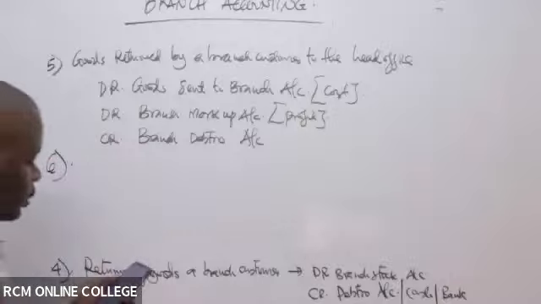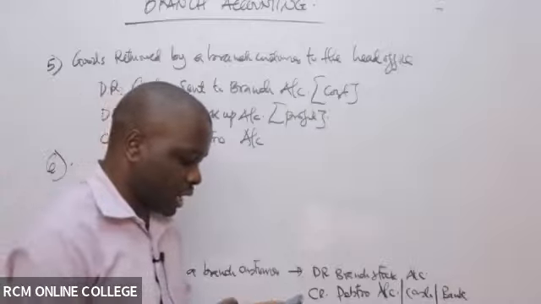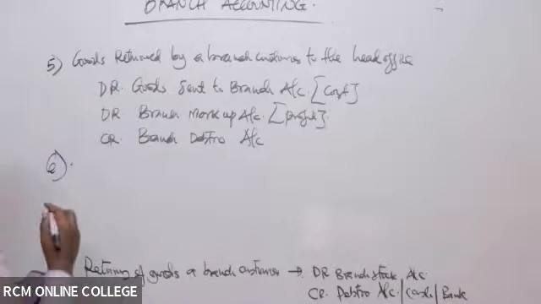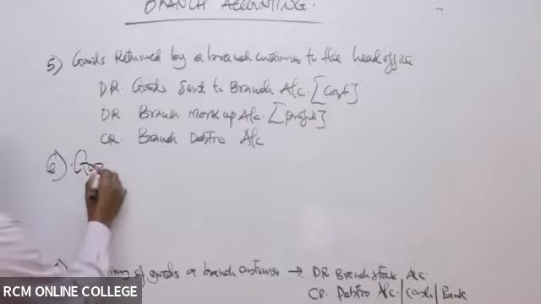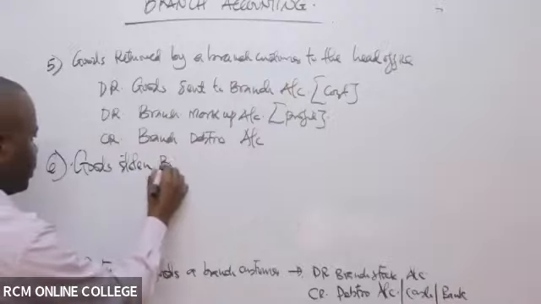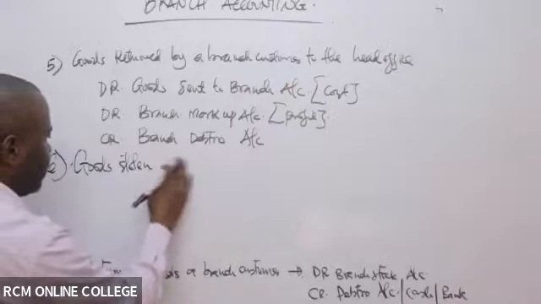Then transaction number 6 could occur. Sometimes the goods can be stolen. So goods stolen in the branch. Maybe it can be by the employees. Goods stolen in the branch.